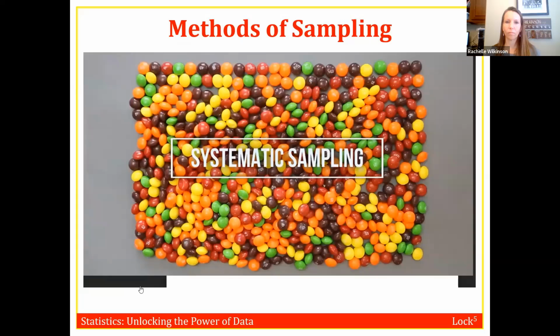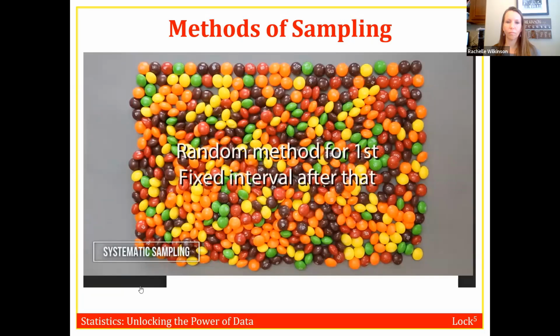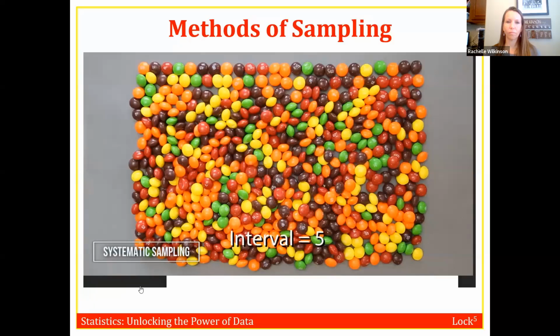Second is systematic sampling. In a systematic sample, we use a random method to select the first individual, then we sample on a fixed interval after that. If my interval was 5, I could use a dice to determine which Skittle I was going to start on. If the dice came up with the number 3, I would start with the third Skittle. Then I would sample every 5th Skittle after that.